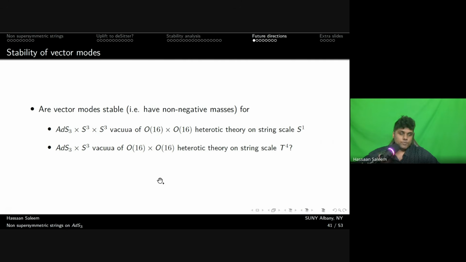Okay, I'm going to talk about some future directions now. So one thing is exactly what I said: are vector modes stable for the background that we have studied, which is AdS3 cross S3, and the previous background that I mentioned that was studied in 2022, because in that paper, vector modes were not studied as well. So are vector modes stable perturbatively? We don't know. That's one future direction that I want to work on.